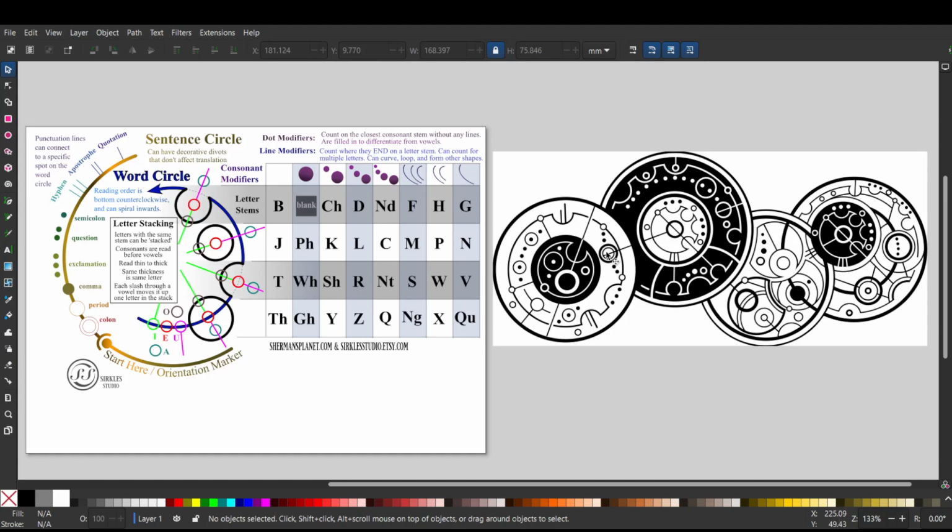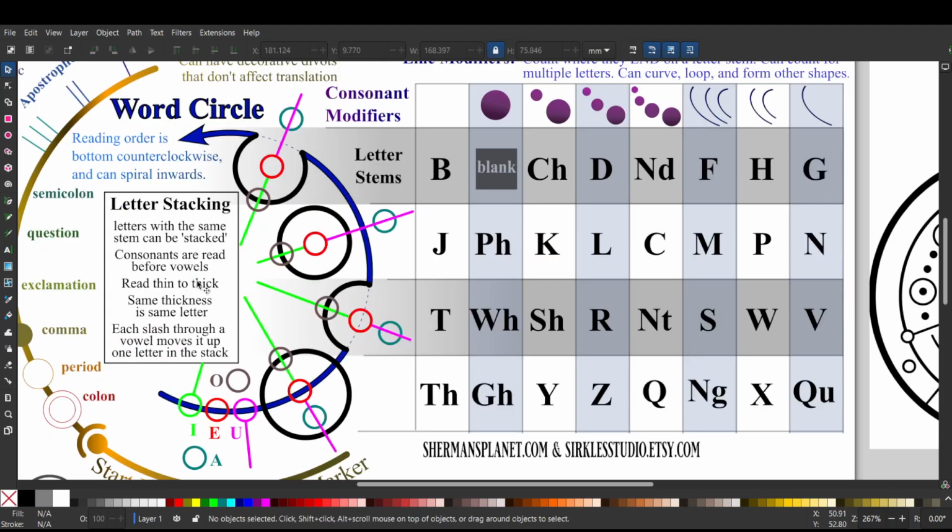And then we have this letter stack. So in letter stacks, let me zoom in on the rules here. So the letters with the same stem can be stacked. So we have 2 letters in this row, the N and the C. They're in the same row. And you read thin to thick.